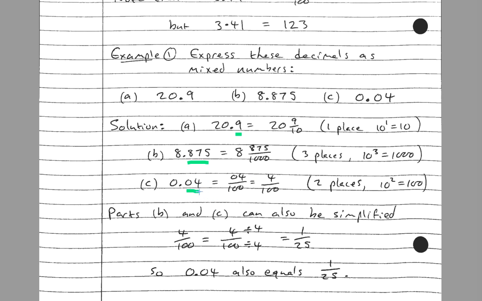Here 2 places, so we need 100 on the bottom, and 04 is just 4. We'll talk about unnecessary or insignificant zeros later. And the whole number piece here is 0, so you don't have to write it. There's a 0 here, but it's 0, so you can ignore it.